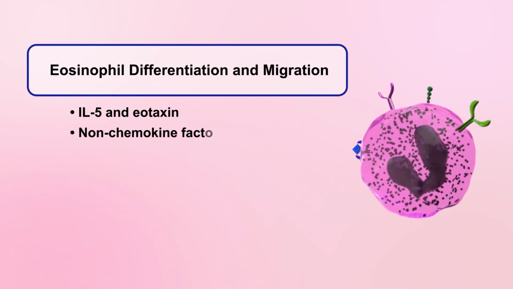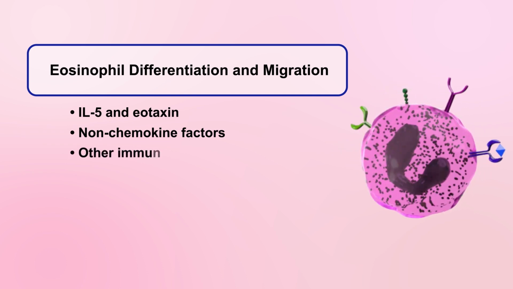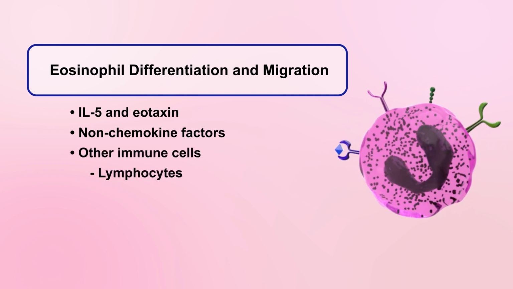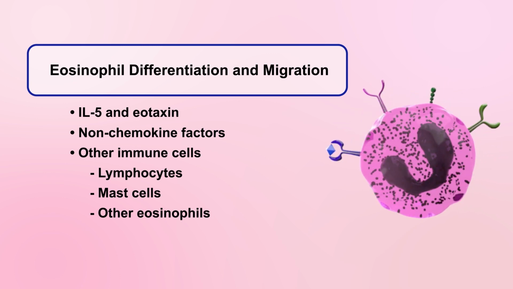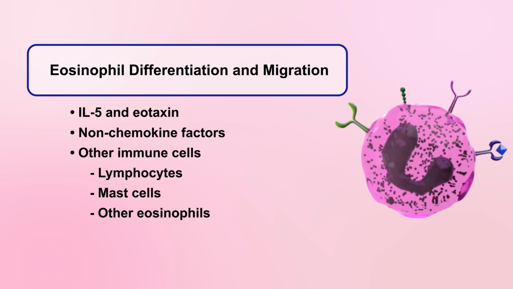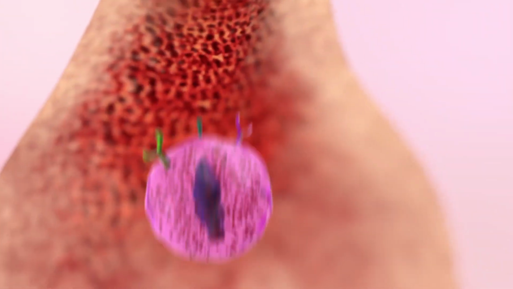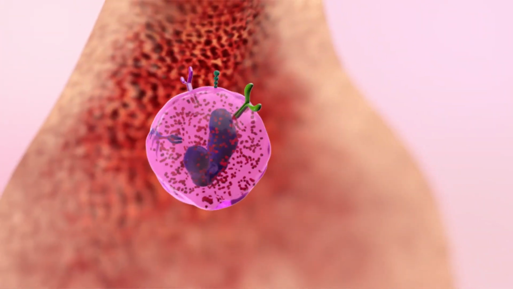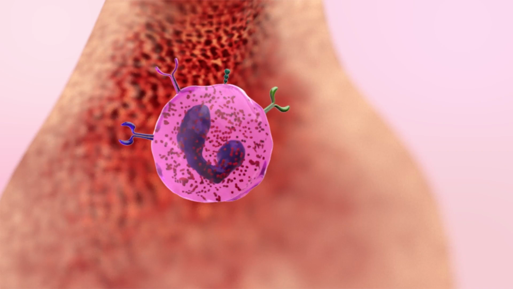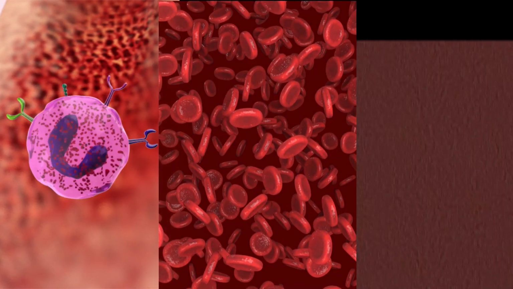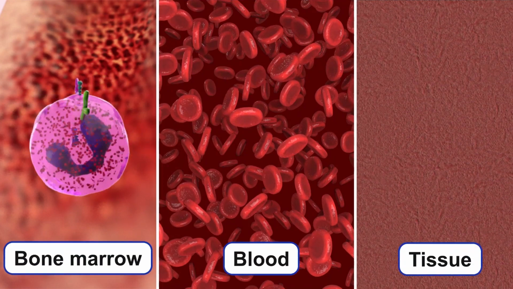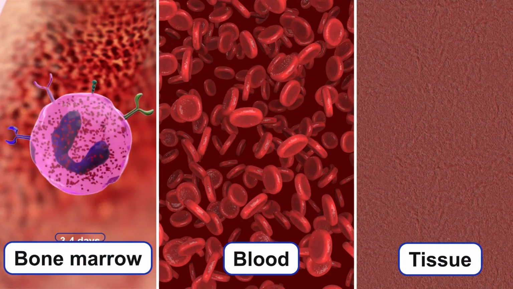Other non-chemokine factors such as complement and other immune cells such as lymphocytes, mast cells, and other eosinophils may play a role in elaborating chemokines and cytokines that influence eosinophils. Eosinophils are tissue-dwelling cells with a tissue-to-blood ratio of about 100:1. Eosinophils are often found in epithelial and endothelial surfaces, such as the airways or gastrointestinal tract.